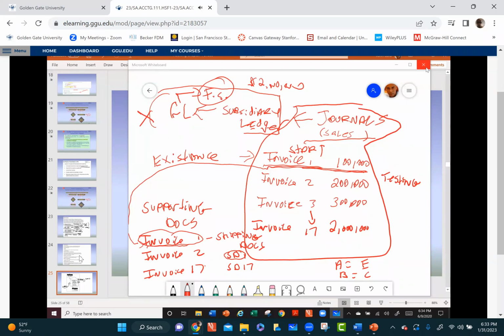Okay, take a look at this next one. Let's just do invoice number 2. Again, I want to see if it exists. So I start from the financial statement, from the journals, and I go over and I try to find the support. And I come down and I see invoice 2. But now when I look for shipping document 2, it's not there. I have shipping document 1. I don't have shipping document 2.